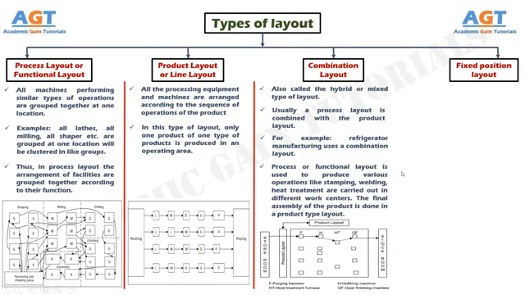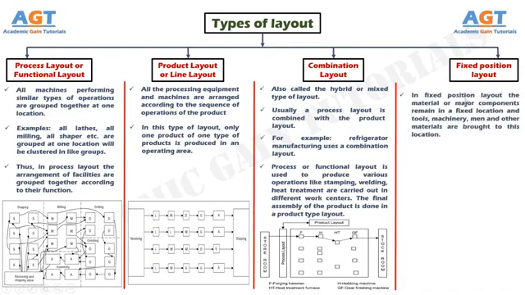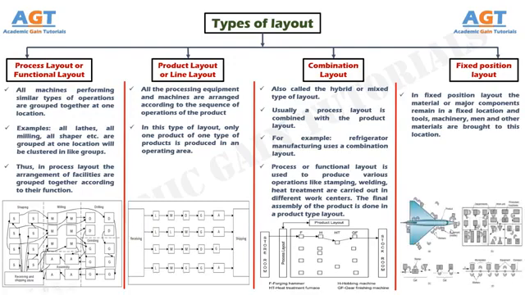The fixed position layout. In fixed position layout the material or major components remain in a fixed location and tools, machinery, men and other materials are brought to this location. Examples include the construction of bridges, ships, large airplanes, locomotives, large machinery, etc. In this figure we can see the fixed position layout designed for the construction of an aeroplane, where all necessary parts, men, machines and materials are brought to the location of construction of the product. This type of layout is used if the product being manufactured cannot be easily moved during production.